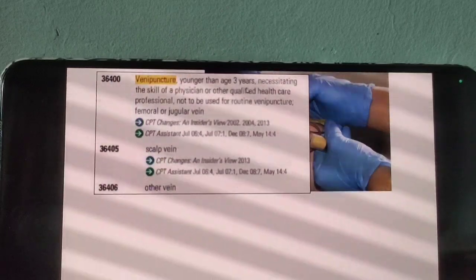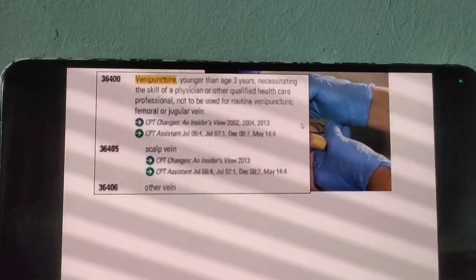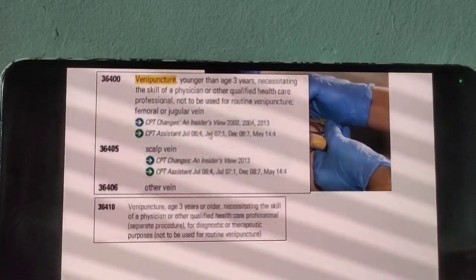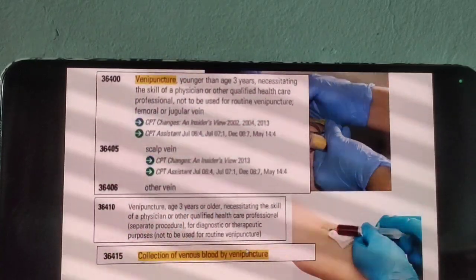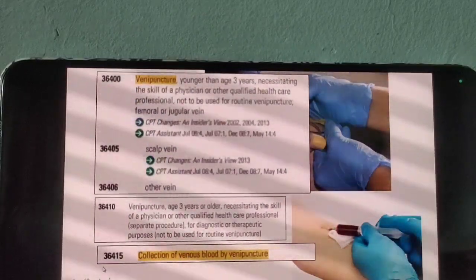If the patient's age is younger than 3 years, usually this vein puncture procedure is done by the nurse only, so physician skill is not necessary. Suppose physician skill is necessary to complete the procedure, then these are the code sections for doctors. If a nurse collects the blood sample, go for 36415, for collecting the blood sample.